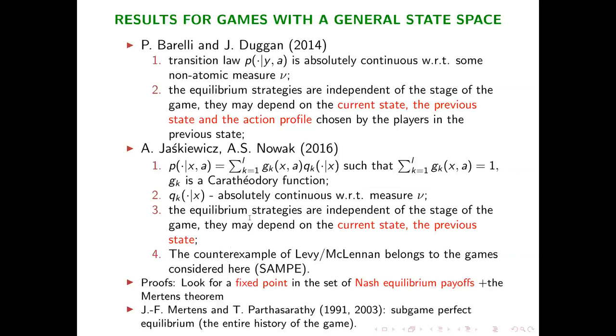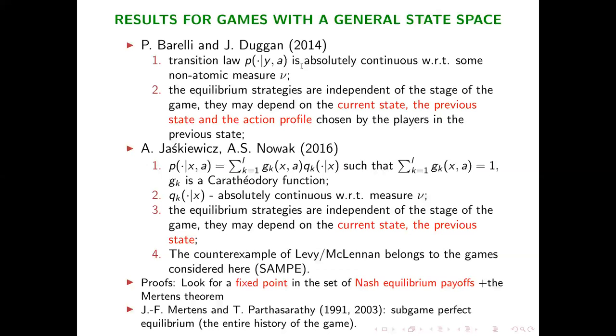And both papers look for a fixed point in the set of Nash equilibrium payoffs. So not in the set of strategies, but in the set of Nash equilibrium payoffs. And both papers make use of the Mertens theorem on measurable choice of some function. So that's also an important tool in these two results.